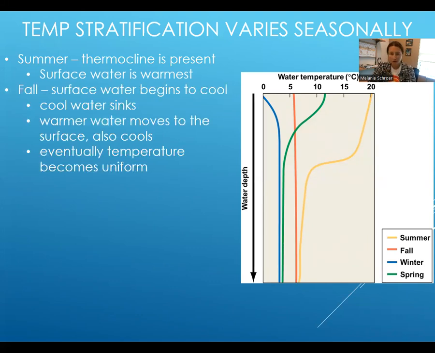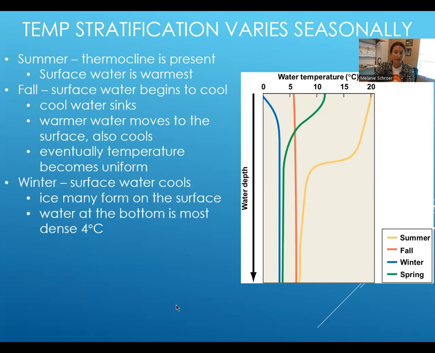In the fall, of course, the air is getting much colder. There is less sun because the days are getting shorter. And so what we see is that this warmer water is going to cool off, and that cooler water is going to start to sink. It's denser. As the cooler water sinks, there's a little bit more churning, mixing, and soon the temperature is going to become fairly uniform. So no longer do we see this really steep thermocline.